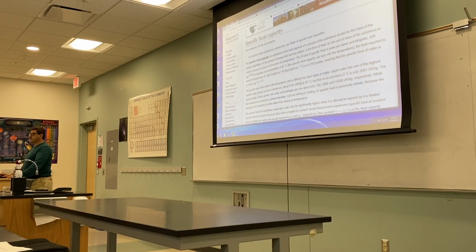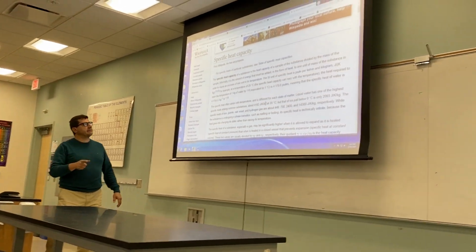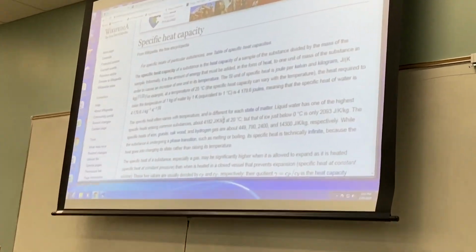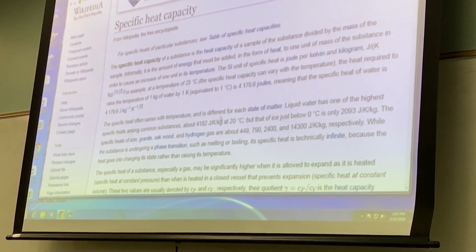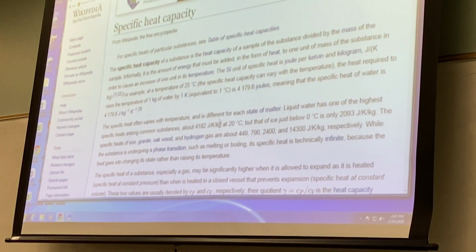Let's look at the top here. The specific heat capacity of a substance is the heat capacity of a sample of the substance divided by the mass of the sample. Informally, it is the amount of energy that must be added in the form of heat to 1 unit of mass of the substance in order to cause an increase of 1 unit in its temperature.